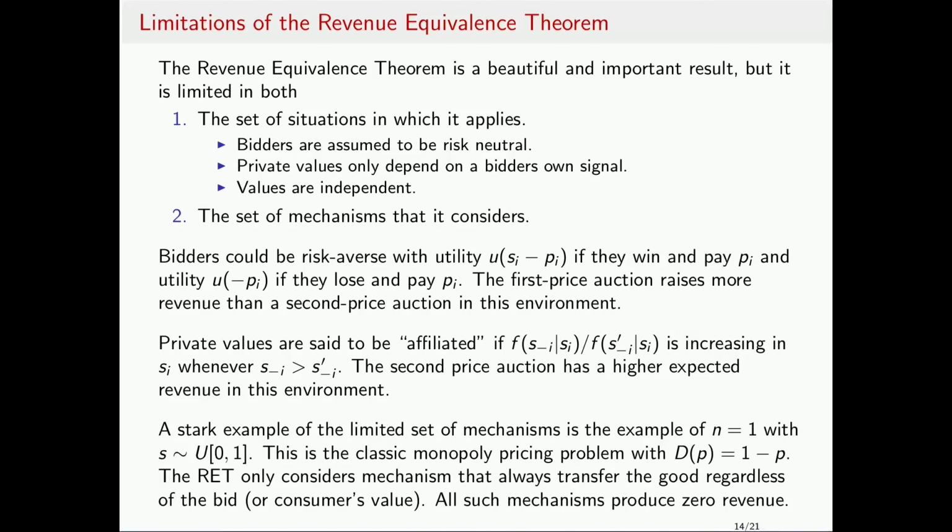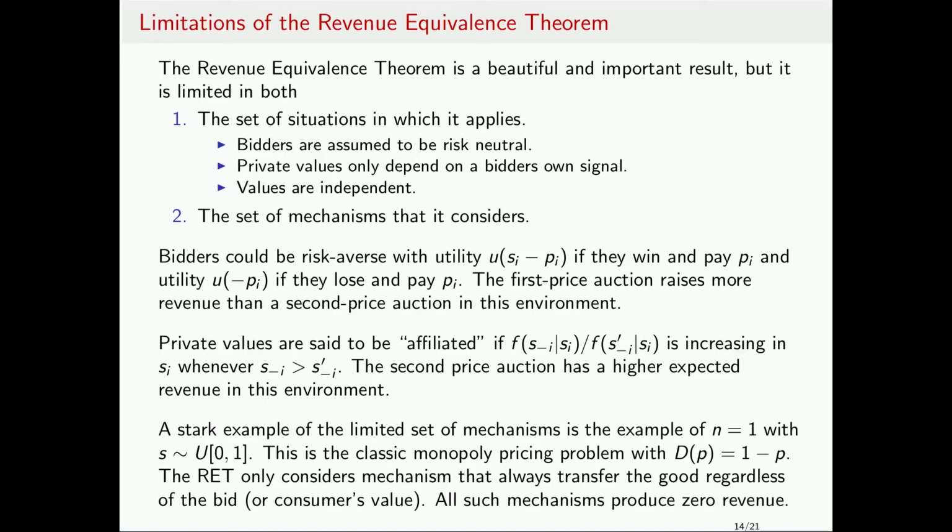This is the classic monopoly pricing problem that I started in lecture 1 with. What does the revenue equivalence theorem consider? It considers mechanisms that always sell the good. Well, if you have to always sell the good and the bidder has a value V that's drawn uniform 0, 1, the only mechanism that always sells the good is to sell it for a price of 0.